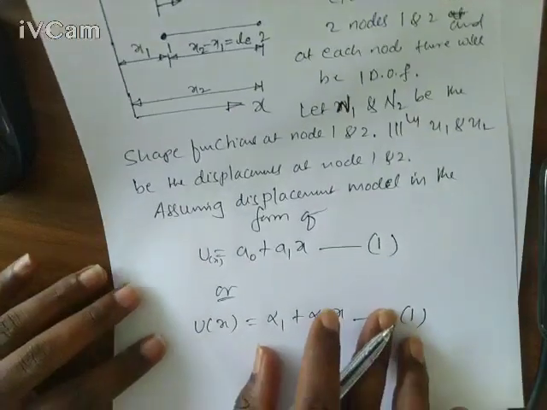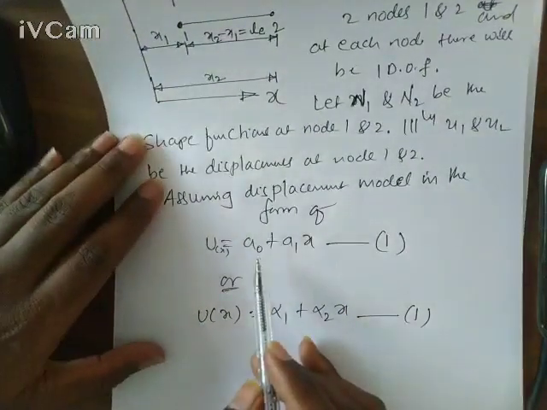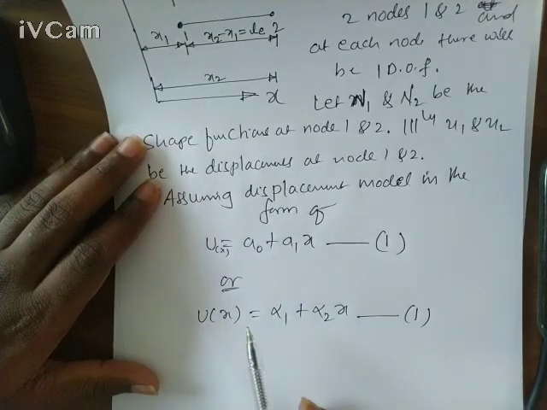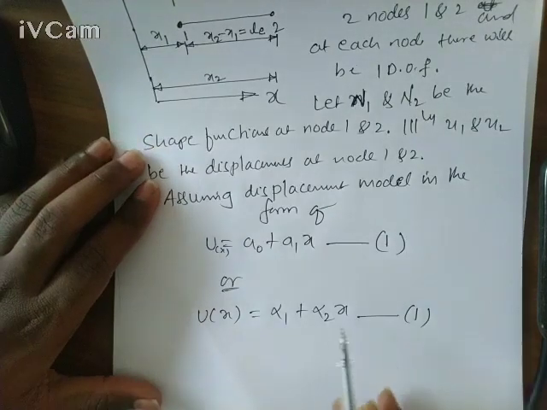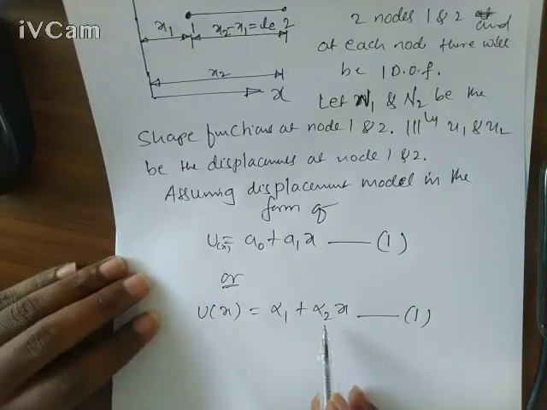See guys, I can use any one of the equations. Here a0 and a1 represent constants, similarly alpha 1 and alpha 2 represent constants. Either I can consider this equation or I can consider this one. So now I will be deriving the equation by considering this as my first equation.